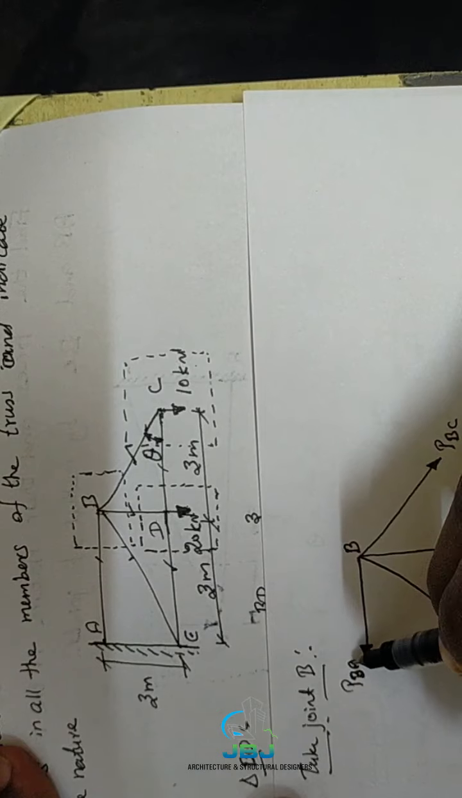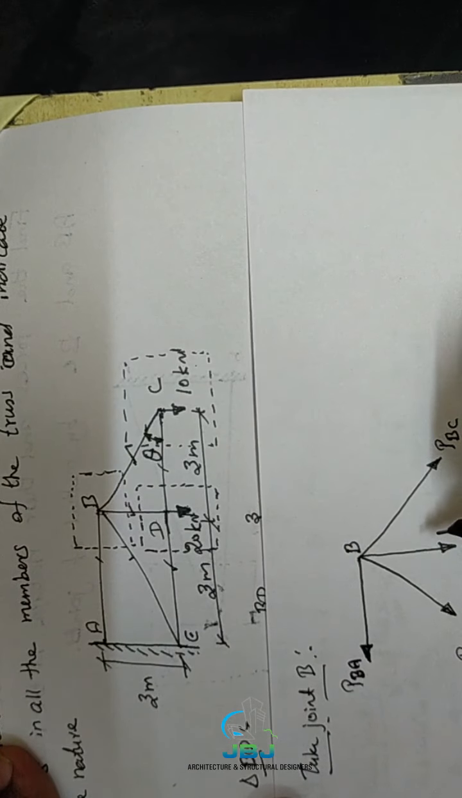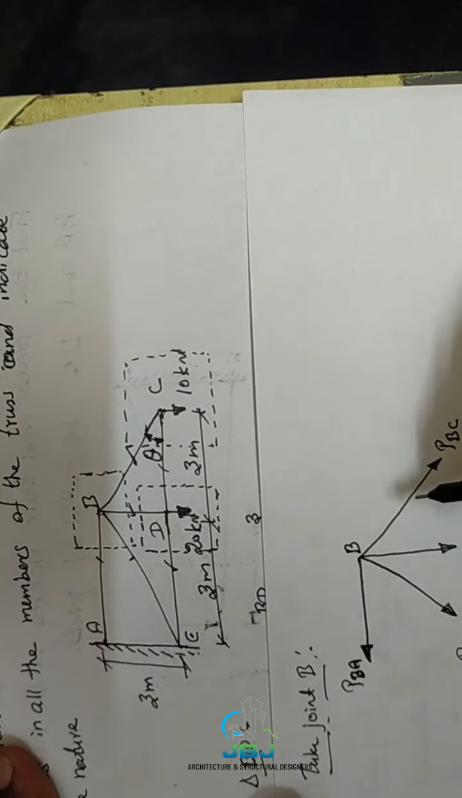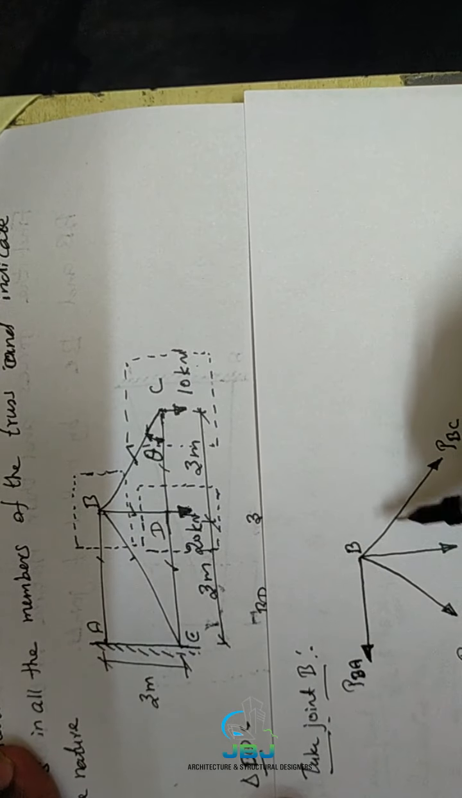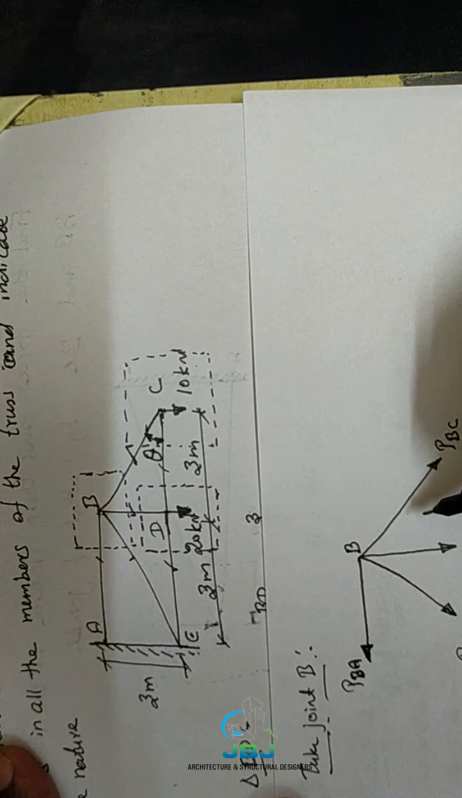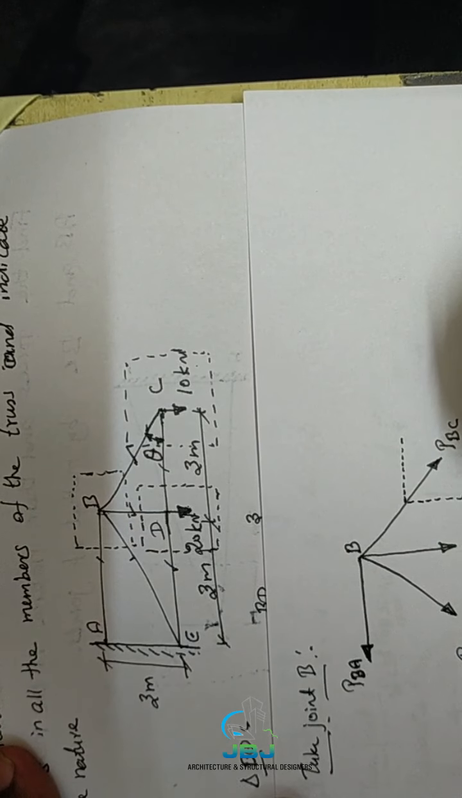PBA. These are the names of these members, and there are two inclined members over there. Here PBC and PBE are also inclined members, right? So what should we do? Then mark the horizontal component and vertical component of these inclined members. So here this theta is 45 degrees, right? This is the 45 degrees.